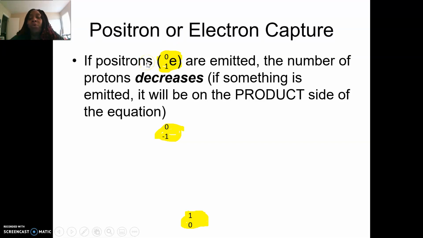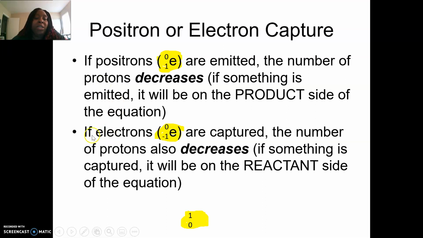So things that I want you to remember when you guys are doing these problems, really important, is to realize what side of the equation that you should put these things on, right? So for positrons, if they are emitted, the number of protons is going to decrease. I want you to remember certain key words. So emitted means that it's going to be on the product side of the equation. And we're going to go through a whole set of nuclear decay problems, and you guys will hopefully get the hang of it by the end of that.